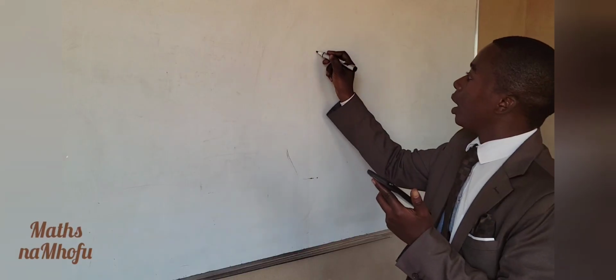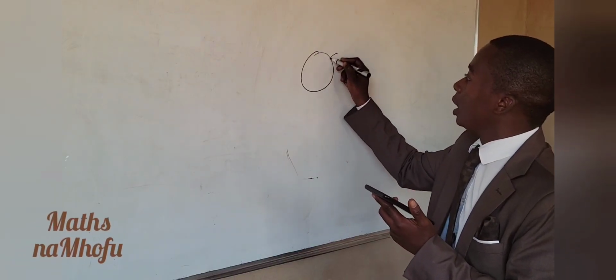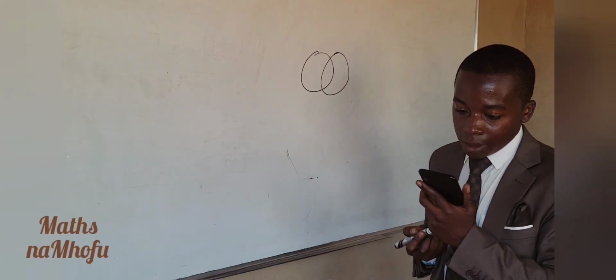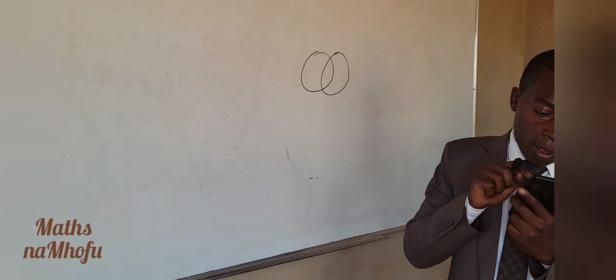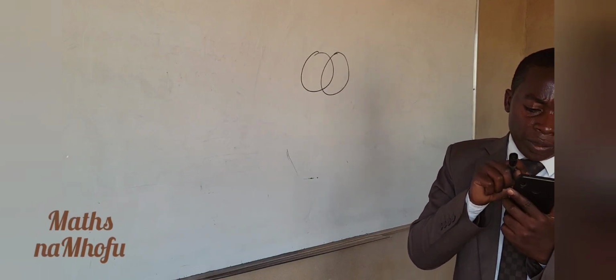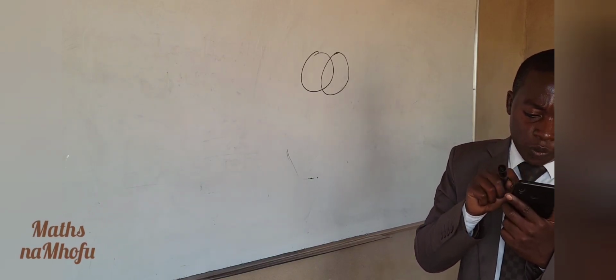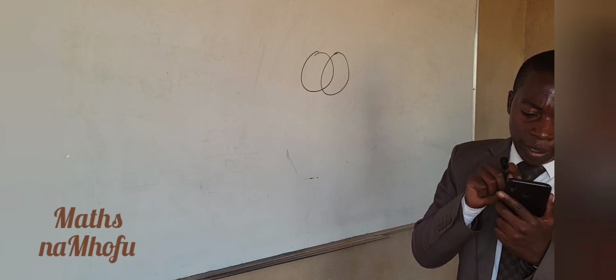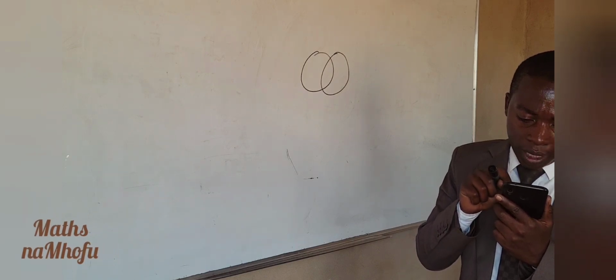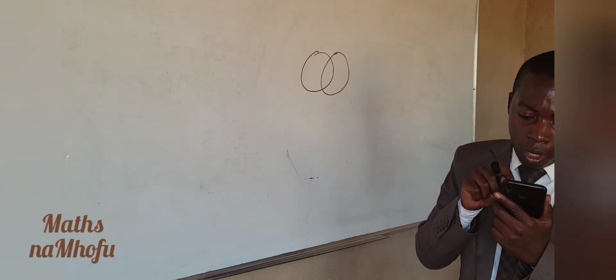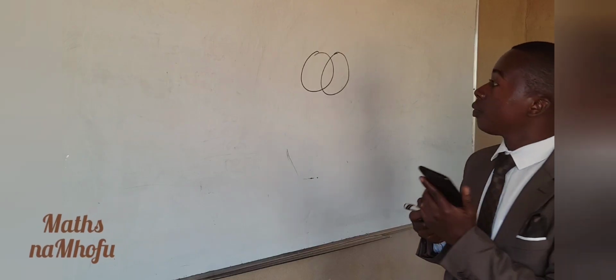We have agriculture and computers. In a class of 45, 30 do agriculture, 25 do computers. 7 do neither agriculture nor computers. Find the number of children who do agriculture only.